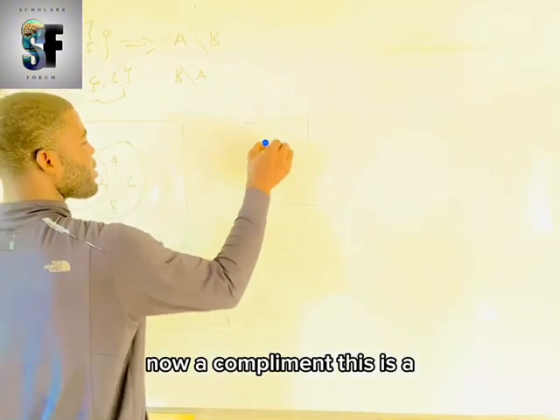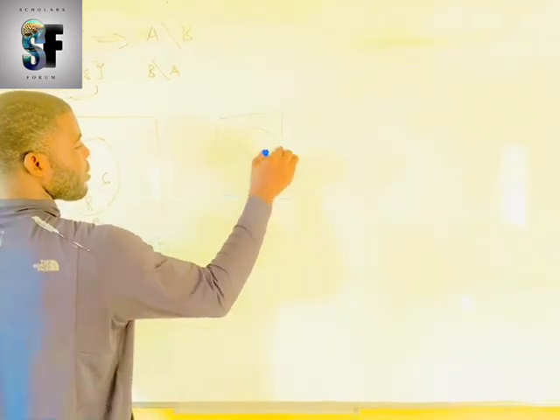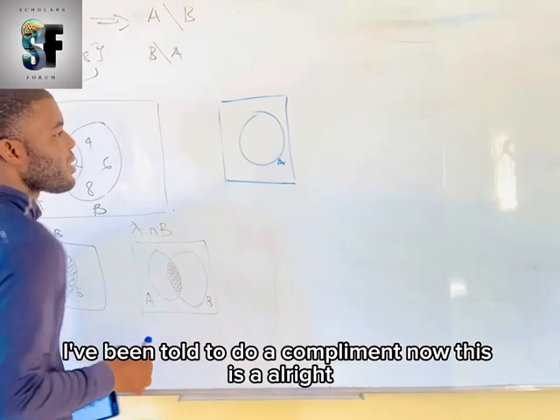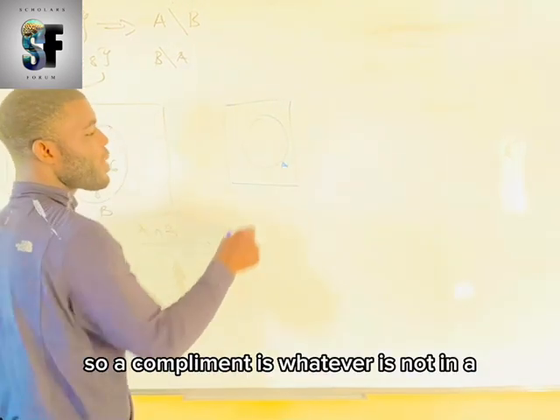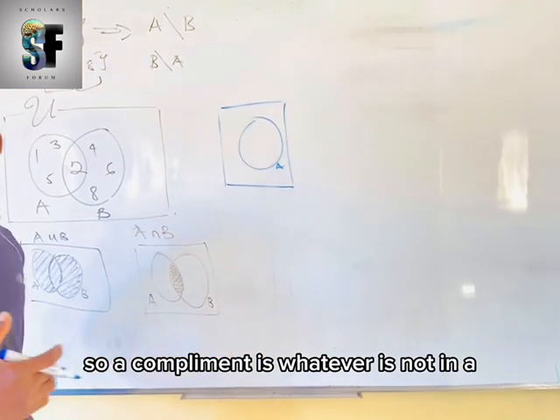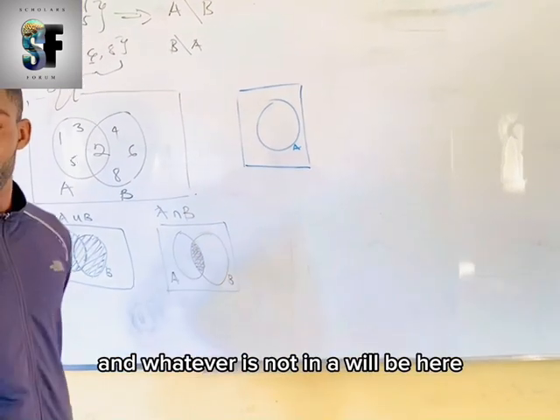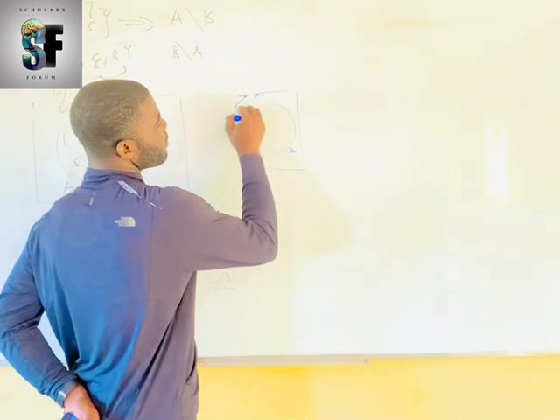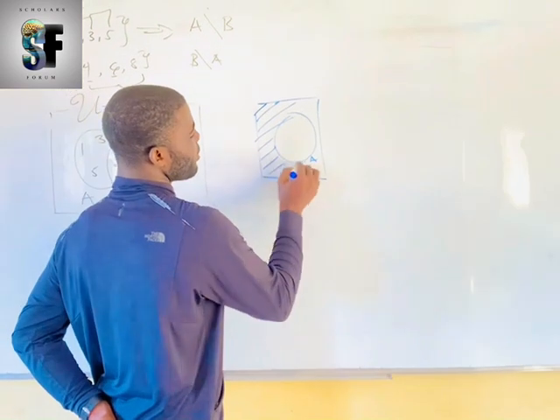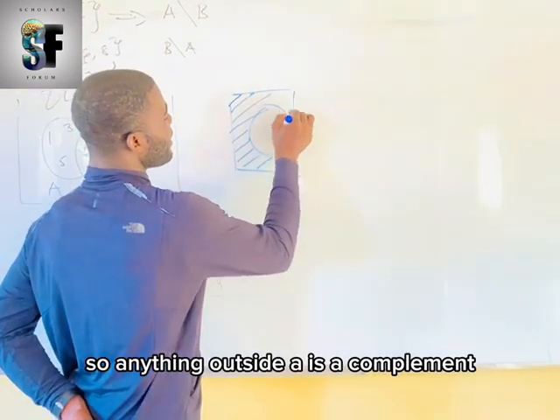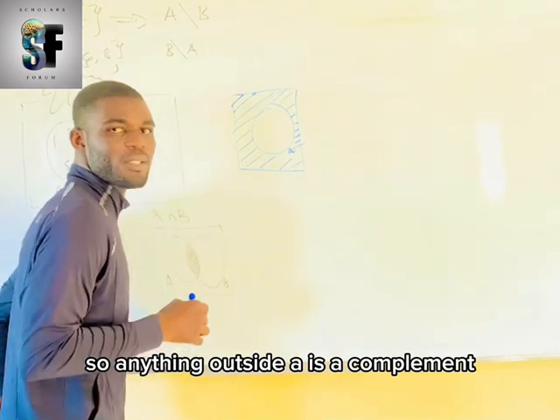Now A complement, this is A. I've been told to do A complement. So A complement is whatever is not in A, and whatever is not in A will be here. Anything outside A is A complement.